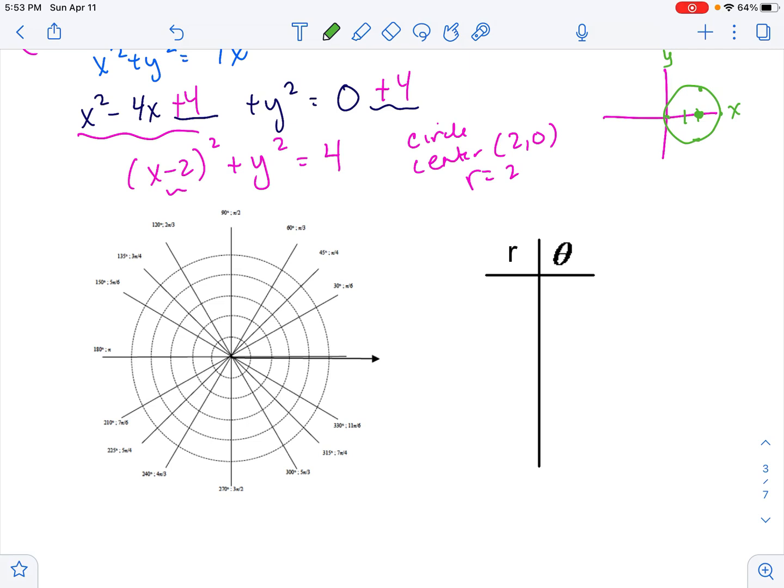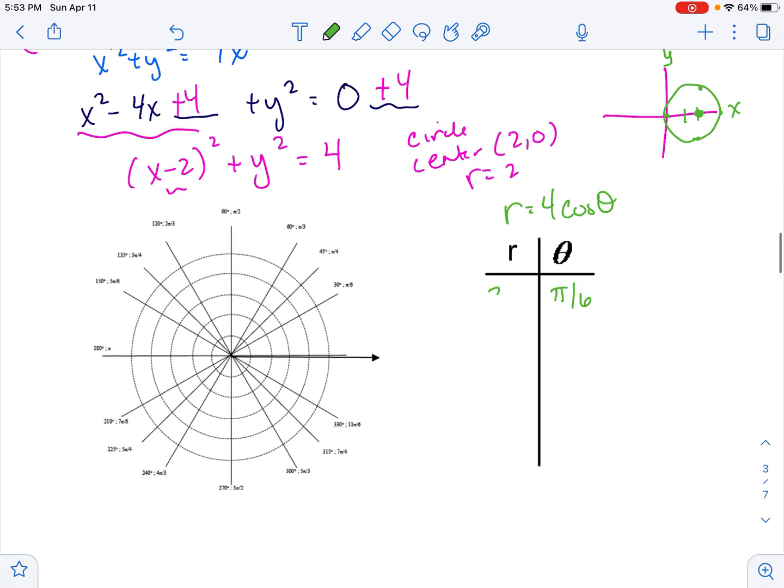Okay, so we're going to use our calculator and plug those into r equals 4 cosine theta. I'm just going to start plugging in some values. If I plug in a value of pi over 6, I'm going to use my graphing calculator and type in 4 times cosine of pi over 6, and I get 3.46 if I round. I don't want the exact value because that's not going to allow me to graph it on here. So if I rotate to pi over 6 and go out 1, 2, 3, and almost 3.5.